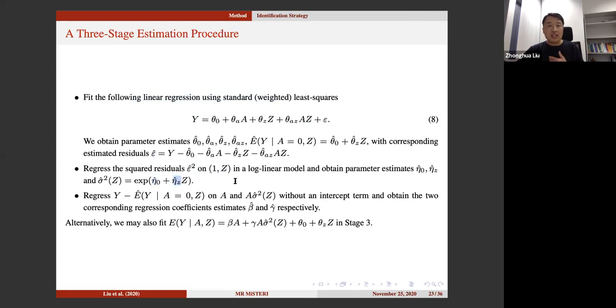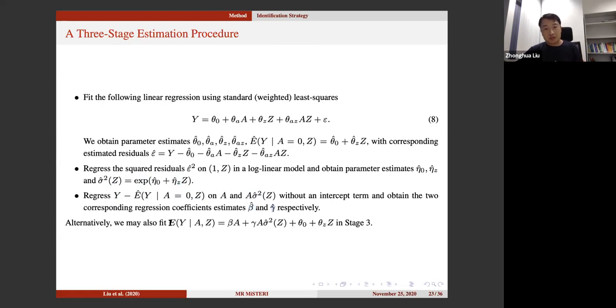So this eta Z measures the IV strength here, the association between Z and the outcome variance. So eta Z measures how strong the IV is. And in the third step, you regress Y on A and A times this sigma squared, the fitted value from this second regression. Now you are done. You get an estimate for beta hat and for gamma hat.